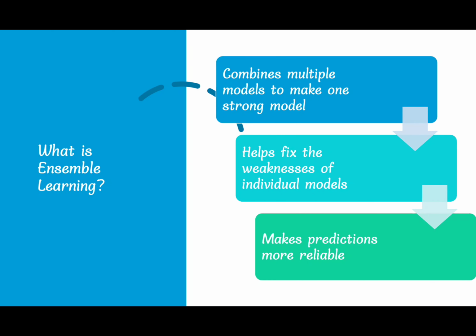What is ensemble learning? Now that we understand VC and PAC, let's move on to something called ensemble learning. This is a powerful technique in machine learning where we combine multiple simple models to create one strong model. You can think of it like this: instead of asking one person for advice, you ask a group of people and take their combined opinion. This group decision is often better than one person's guess. In the same way, combining weak models can give us stronger results.